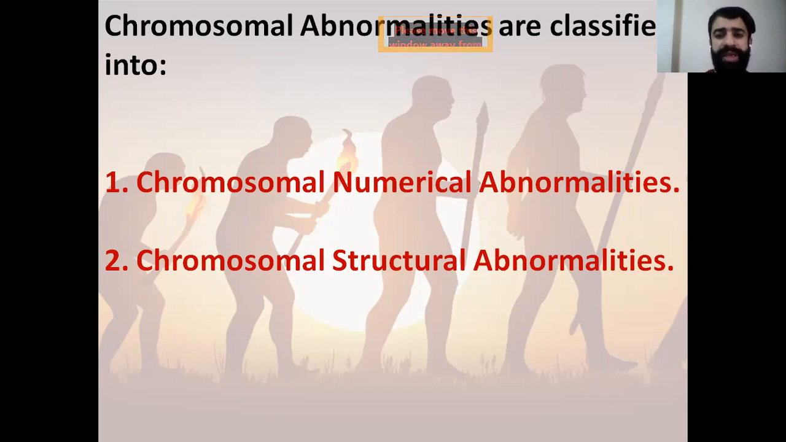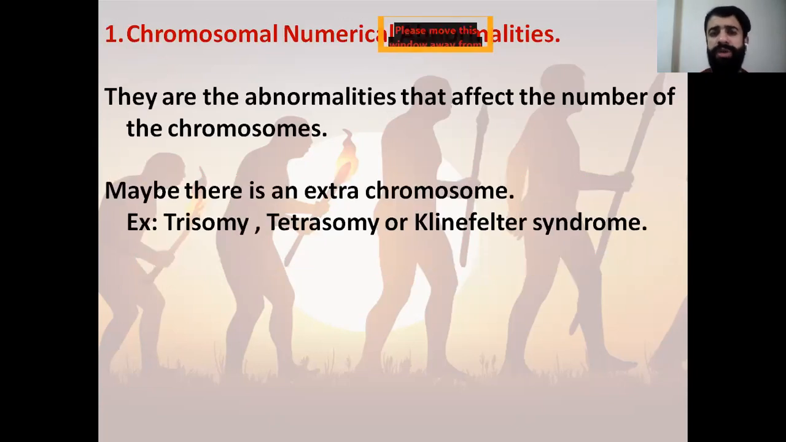Whereas another category is the chromosomal structural abnormality, where the structure of the chromosome is abnormal. We have translocation, or we have a missing part of the chromosome, like the case of Cri-du-chat syndrome. So chromosomal numerical abnormalities affect the number. Maybe there is an extra chromosome, like for example a trisomy or tetrasomy or Klinefelter syndrome, or there is a missing chromosome, like the case of monosomy and Turner syndrome.